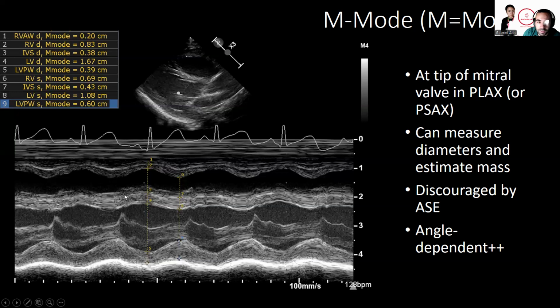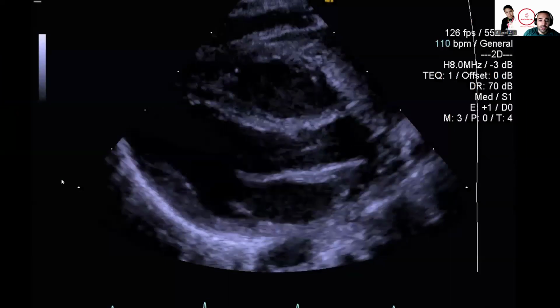And one of the advantages of these measurements is that it's an easy, quick measure of function by looking at the fraction of what's happening in diastole and systole for the diameter of the left ventricle. In this context, we call this the fractional shortening, or the shortening fraction. And so we would take the LV diameter in diastole, which is 1.67, subtract the LV diameter in systole, which is 1.08, and divide it by the diameter in diastole to give us a percentage of how much this diameter shortened in systole.